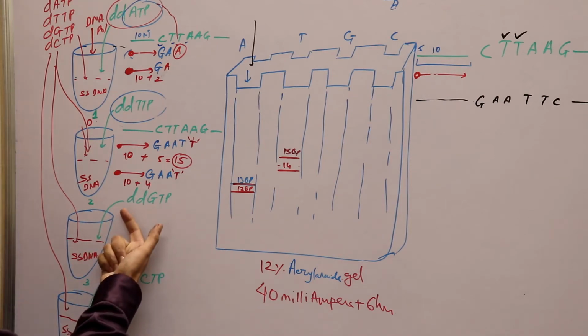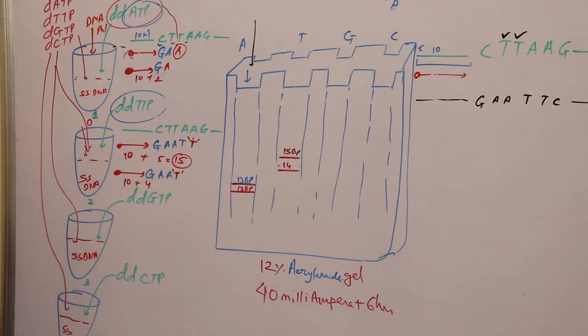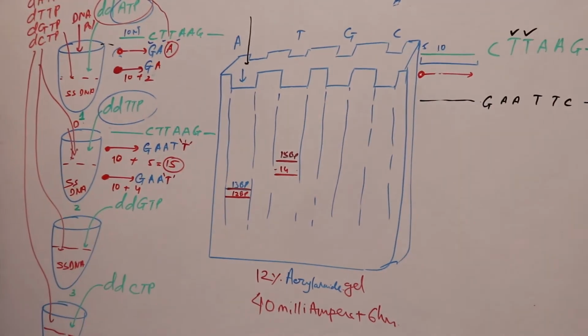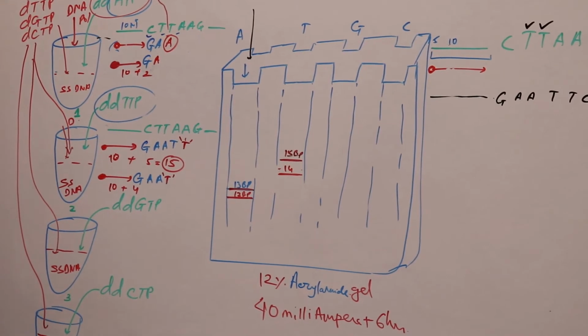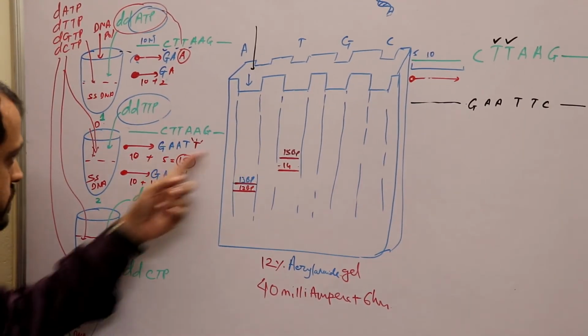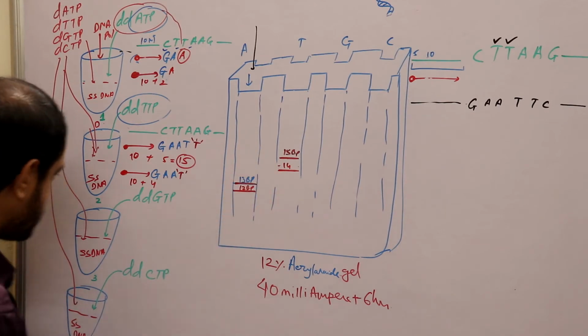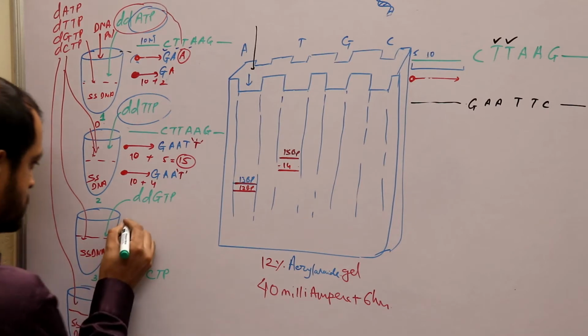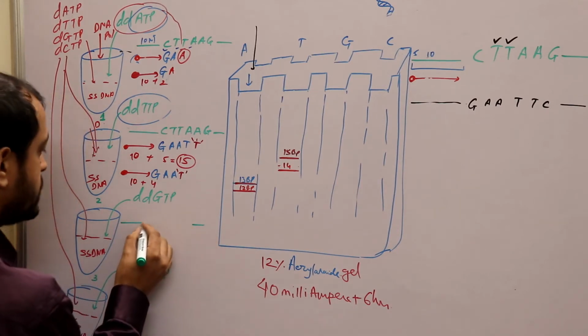Now let's come back in the next stage. Why? Because there is no T left. Whatever you do, you will get only these two portions. Now let's talk about this. This is the sequence.